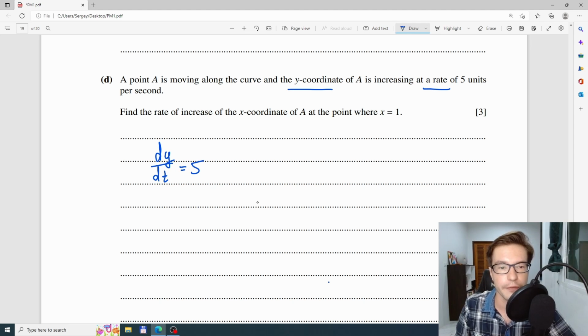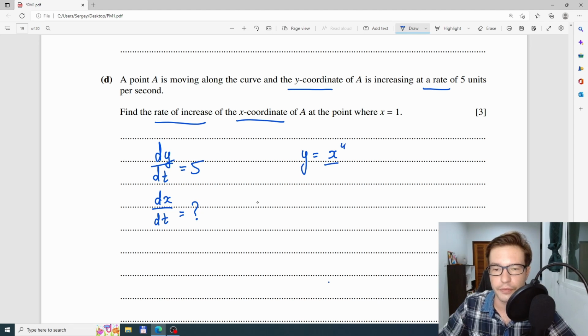Now, what are we looking for? We're looking for the rate of increase of the x-coordinate, that is dx over dt. And we also have the function y of x equals x to the power 4 over 2 minus 2 over x plus 2. Okay, let's try to think, how can we get dx over dt from what we are already given? Let's start with dy over dt. How do we get dx over dt?